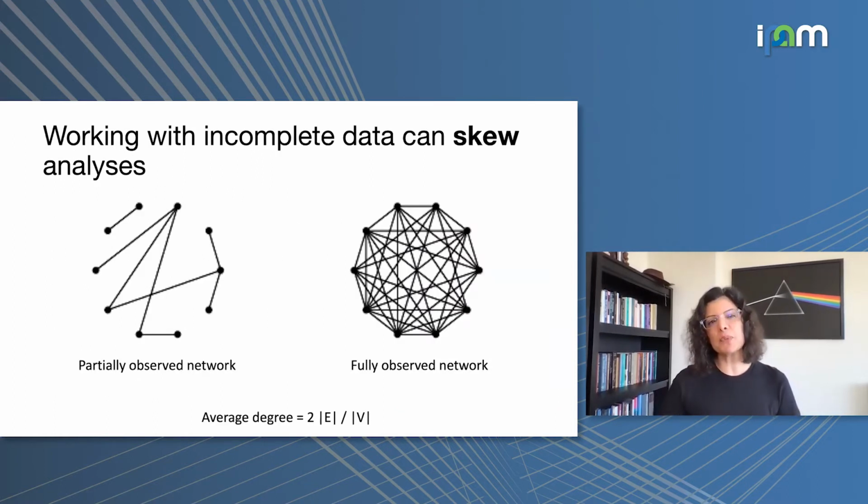And of course, we all know that when you work on partially observed or incomplete data, your analysis can be skewed, right? So if you have the graph on the left, and I ask you to give me the average degree, you say, oh, well, that's easy. 2 times the number of edges divided by the number of vertices. The answer you're going to give me is going to be incorrect. Because the omniscient being has the fully observed network and says, well, that's wrong.